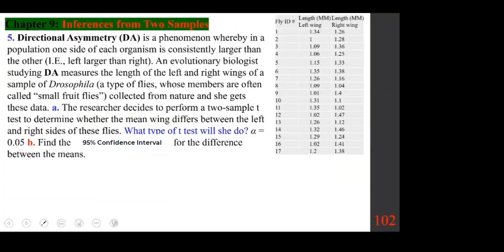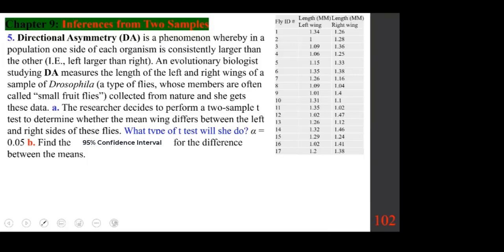Directional asymmetry, DA, is a phenomenon whereby in a population, one side of each organism is consistently larger than the other, i.e., left larger than right. An evolutionary biologist studying DA measures the length of the left and right wings of a sample of Drosophila, a type of flies whose members are often called small fruit flies, collected from nature, and she gets these data.